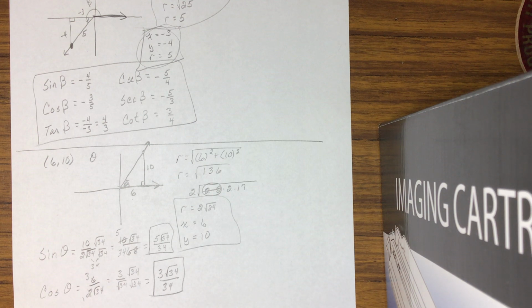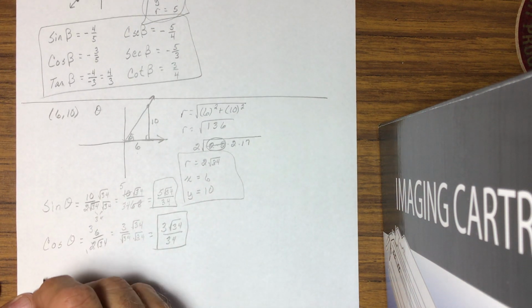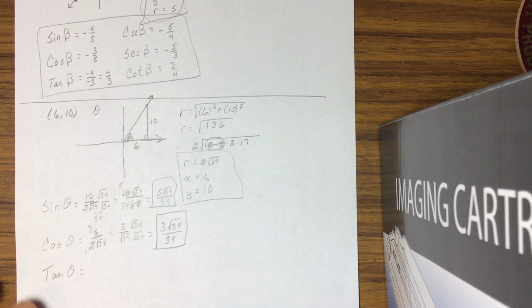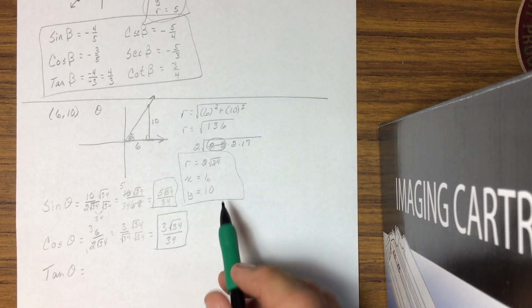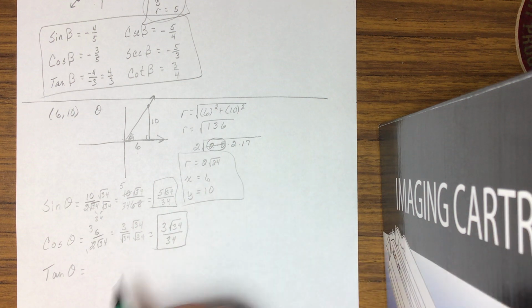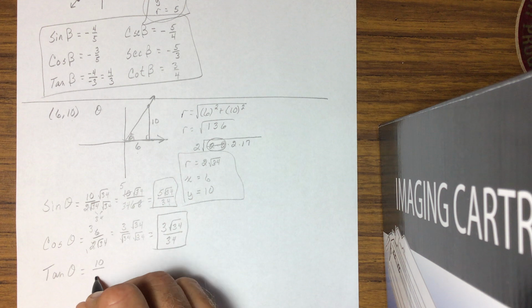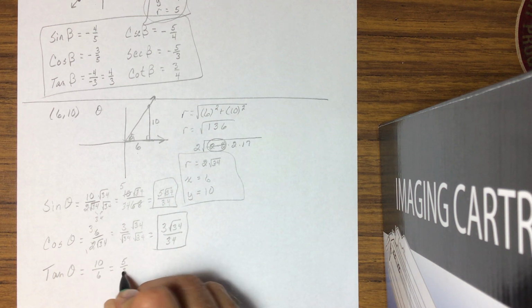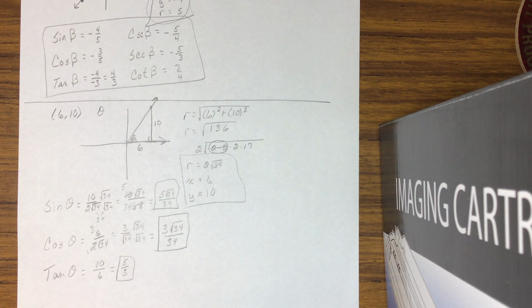Okay? And then tangent, well, fortunately, tangent works out pretty easy. Tangent is y over x, so it's going to be 10 over 6. And that reduces to 5 over 3. Okay, so reducing, simplest radical form, all of that comes into play.